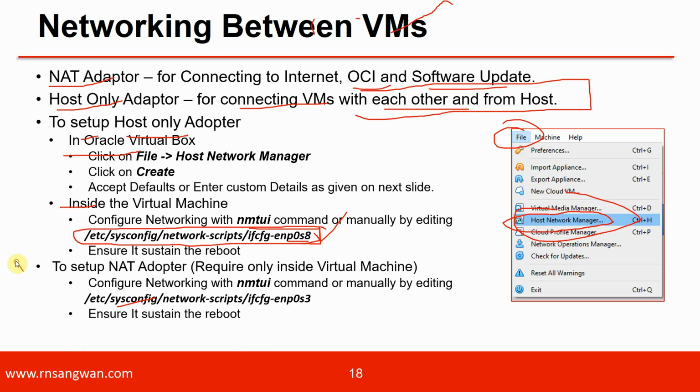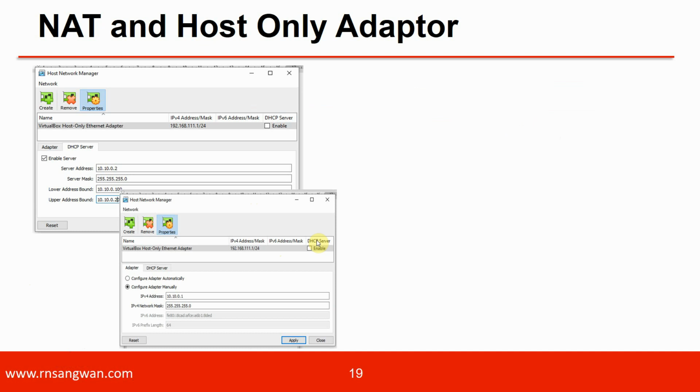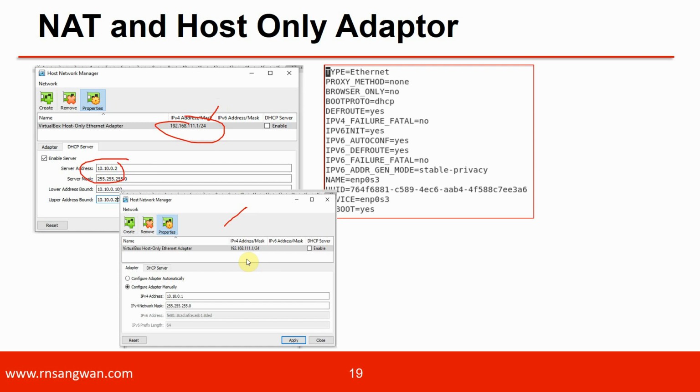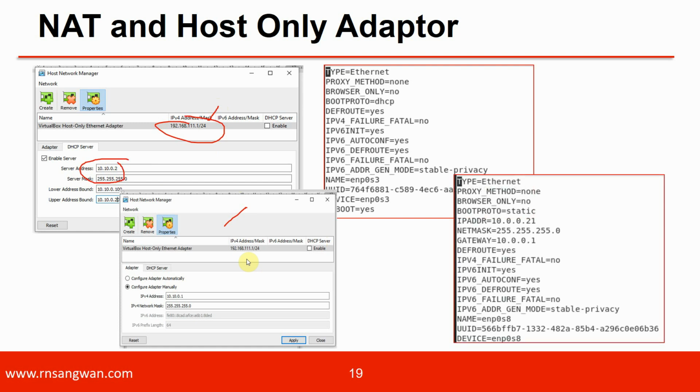The first adapter, which is NAT, has its configuration files located in ifcfg-enp0s3. So the first adapter is NAT, the second adapter is host only adapter. This is the screen grab. So 10.10.0.2, this is what you see the first time when you select. Before you apply, you will see a different IP address, but you need to apply it. After you apply, you will get the proper adapter configuration.